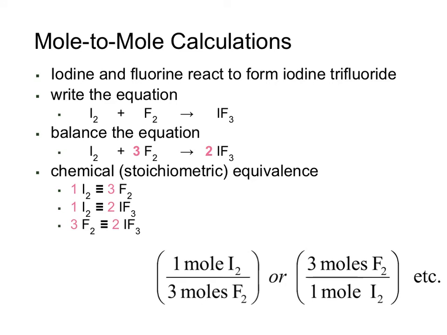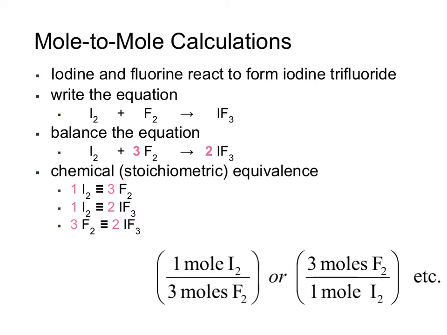We see here some other conversion factors that come from our stoichiometric ratios. We start with our unbalanced reaction of molecular iodine and molecular fluorine reacting to form iodine trifluoride. We balance our equation, and that gives us a number of stoichiometric ratios. We see that for every 1 I2 we have in the beginning of our reaction, we need 3 F2s in order to react with that. We also see that for every 1 I2 we have, we form 2 IF3s. And for every 3 F2s we have in the beginning, we form 2 IF3s.